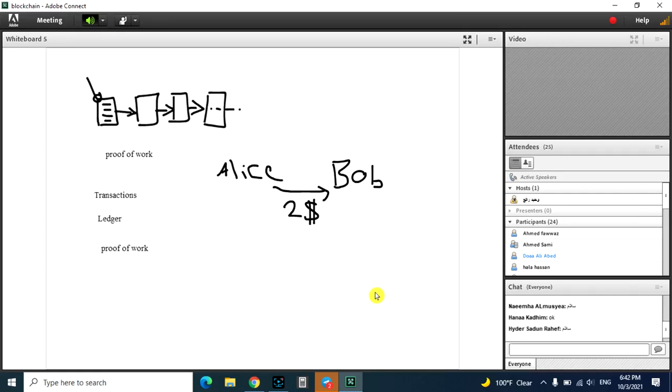What about Bitcoin? As you know, the first and the most famous cryptocurrency is Bitcoin. After Bitcoin, we have Ethereum. Let's talk about how transactions are in Bitcoin and in Ethereum.